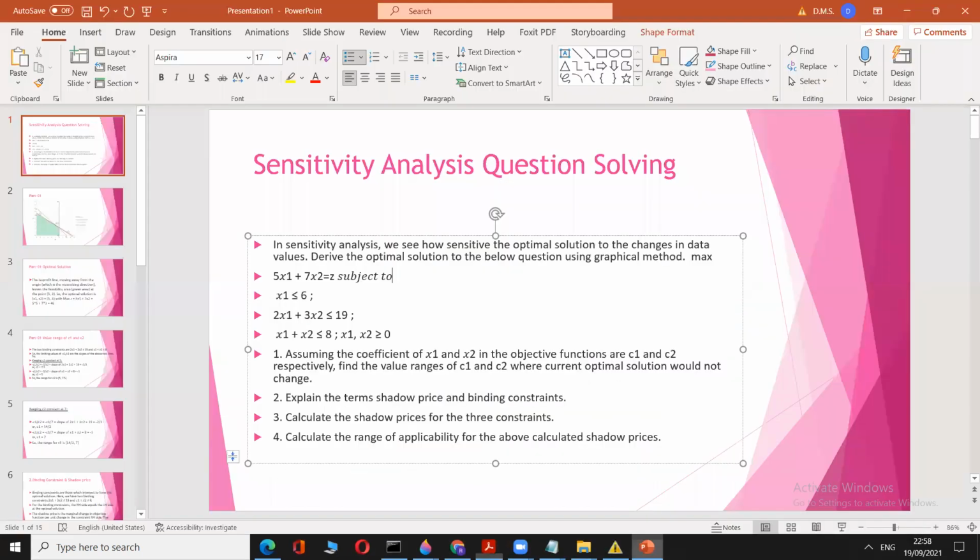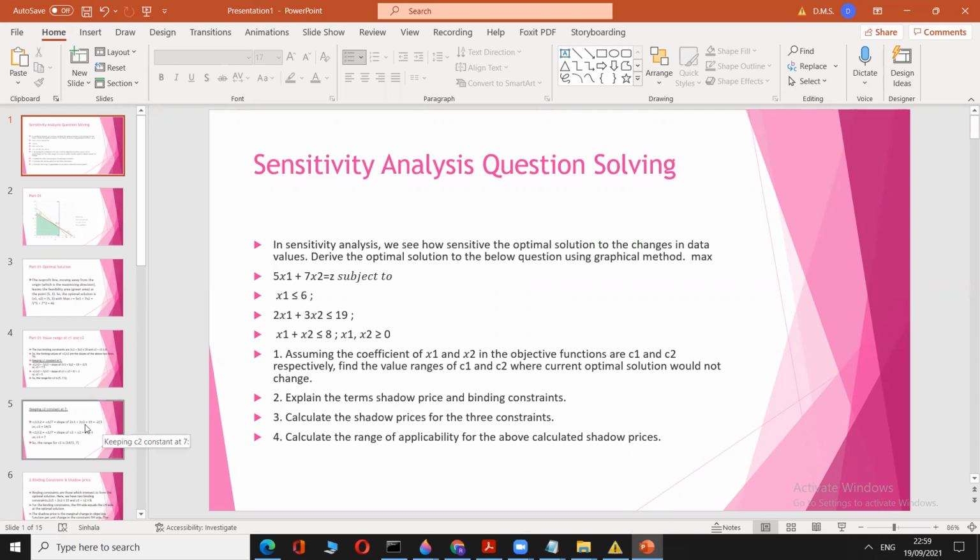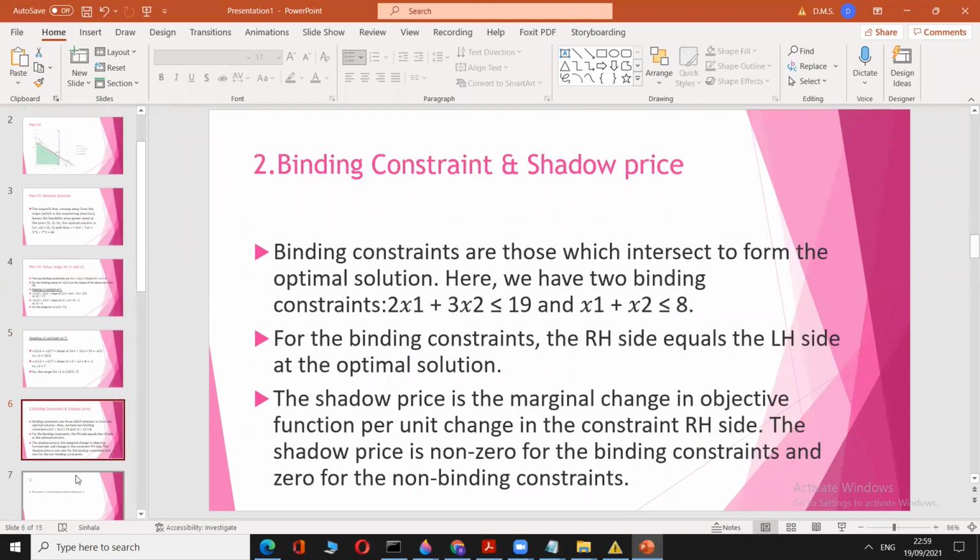Again, we'll go back to our presentation, because some part of the presentation is not visualized clearly. That's why I am going to my handwritten document. Okay, then after getting those coefficients, they are asking about the terms: what do you mean by the shadow price and the binding constraints?